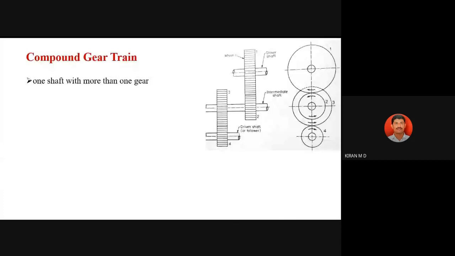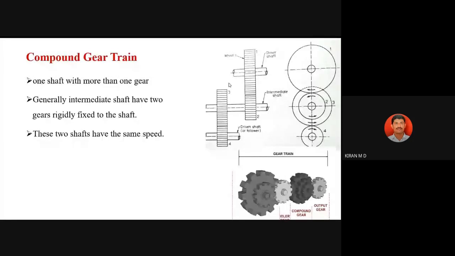The second gear will receive the power from gear one, so it is rigidly mounted on the shaft. When gear one drives gear two, gear two rotates. At the same time, the shaft also starts to rotate because both are rigidly mounted.